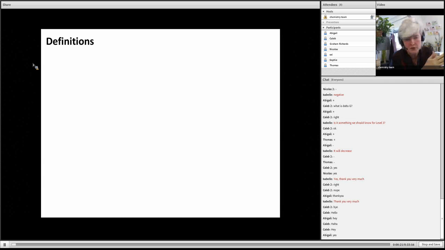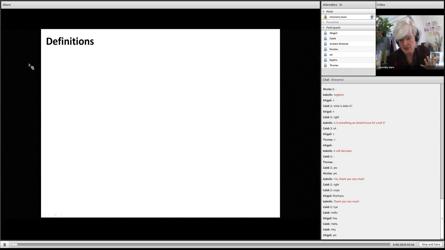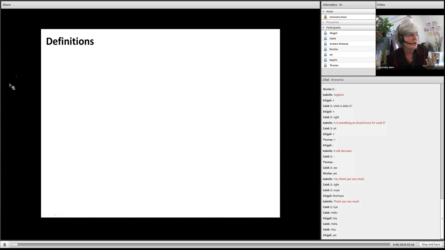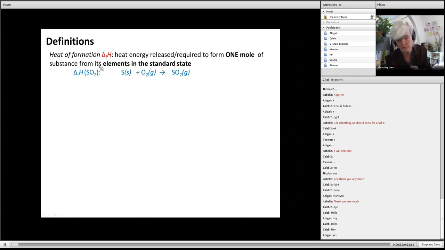In fact, we're going to start with those because you need these for those equations. So remember there were 5 or 6 definitions you needed to know. By definitions, I mean the thermochemical definitions. So for instance, the heat of formation.